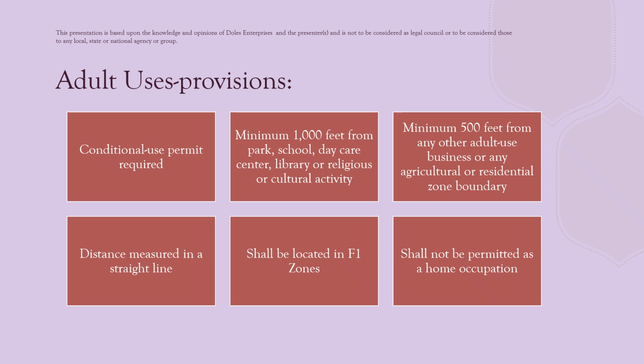A conditional use permit shall be obtained for all adult use businesses. No adult use business shall be located within 1,000 feet of a park, school, daycare center, library, or religious or cultural activity. No adult use business shall be located within 500 feet of any other adult use business or any agricultural or residential zone boundary. Such distances shall be measured in a straight line without regard to intervening structures, topography, and zoning. Said businesses shall be located in F1 zones and shall not be permitted as home occupation.